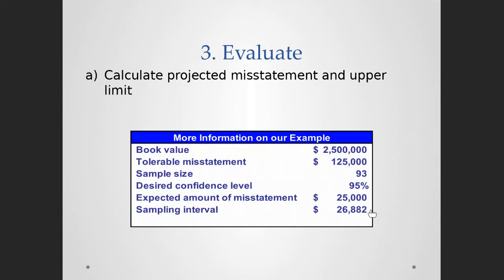And sampling interval, we just calculated. It is calculated dividing two numbers that we have on this slide. What are those two numbers? How do we calculate 26,882? Quickly, the two numbers we have on this slide that are used to calculate this. Quickly. 2.5 million divided by 93. Excellent, Hamza. 2.5 million divided by 93. Okay? Excellent.